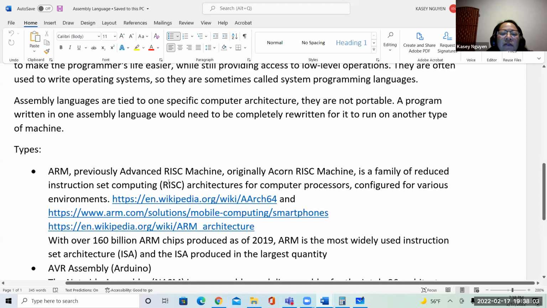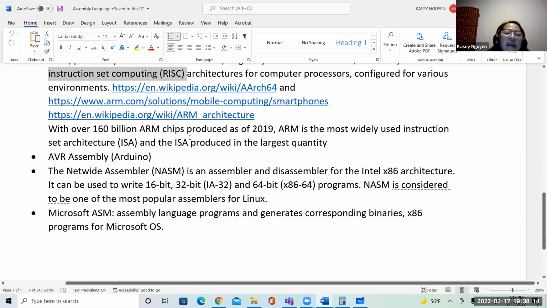RISC stands for Reduced Instruction Set Computing. Make sure we know this. There are billions of ARM chips that were produced years ago and much more now. ARM uses the instruction set architecture, which is ISA. This is mostly produced in the industry, and it can be produced fast.